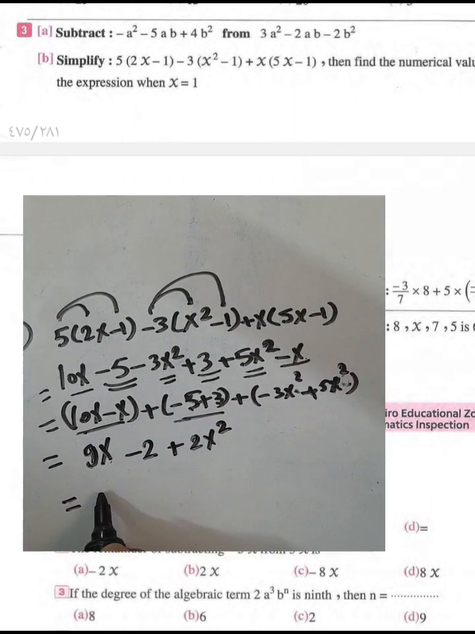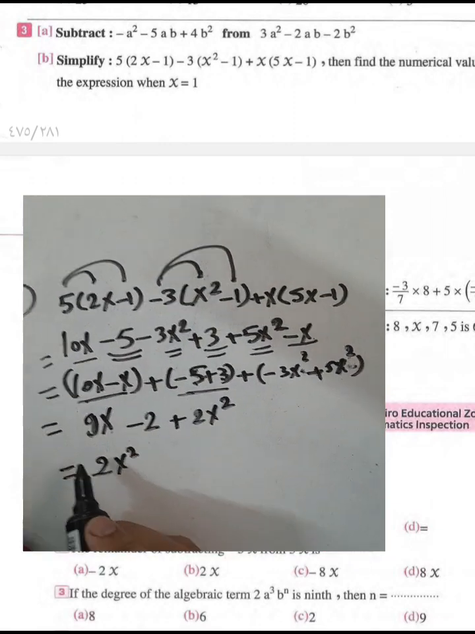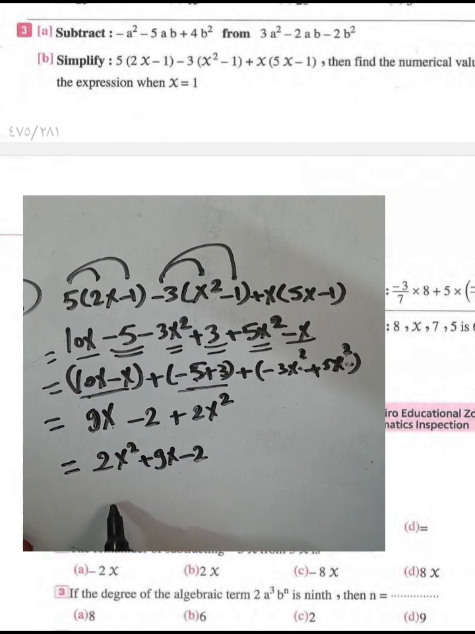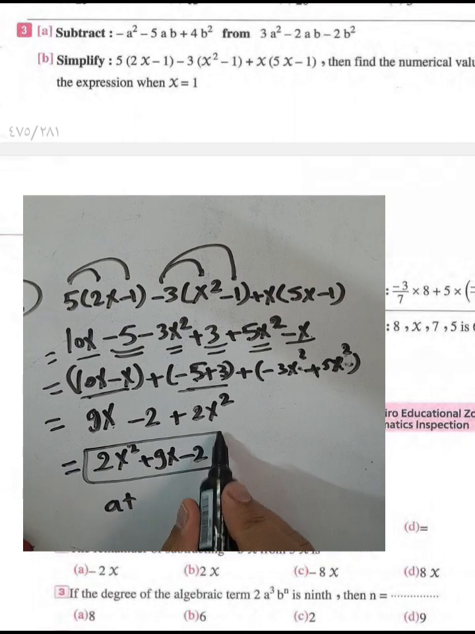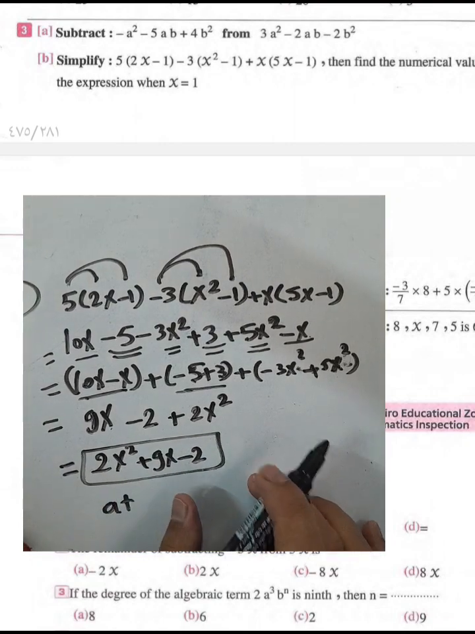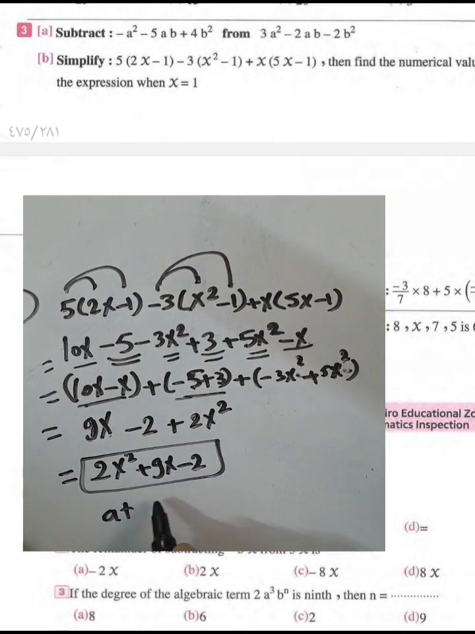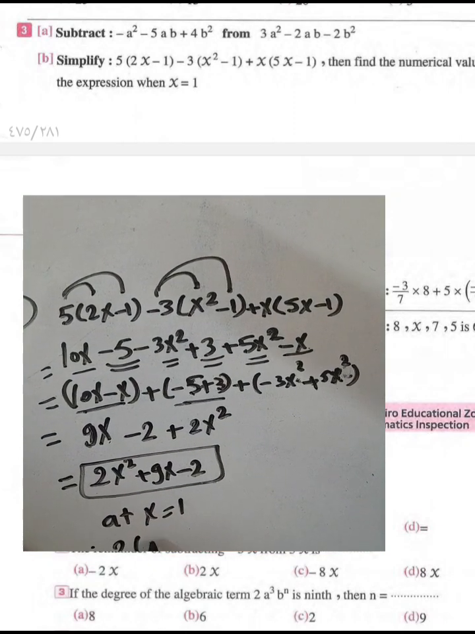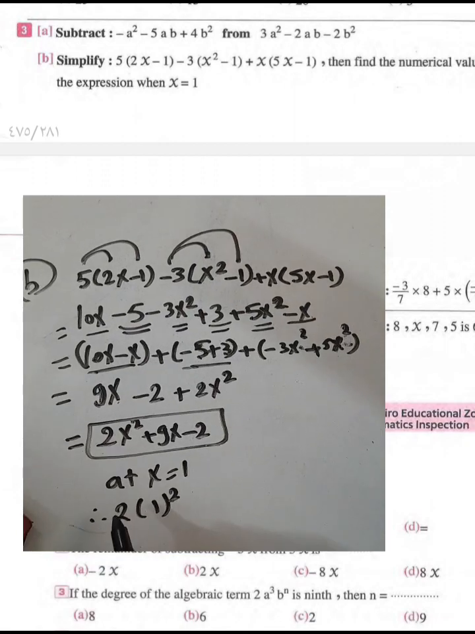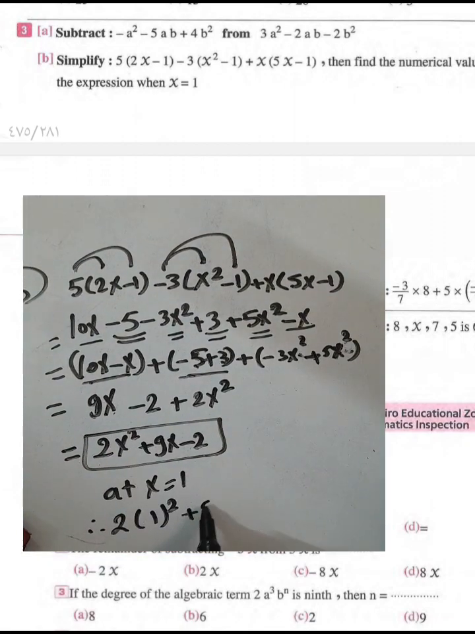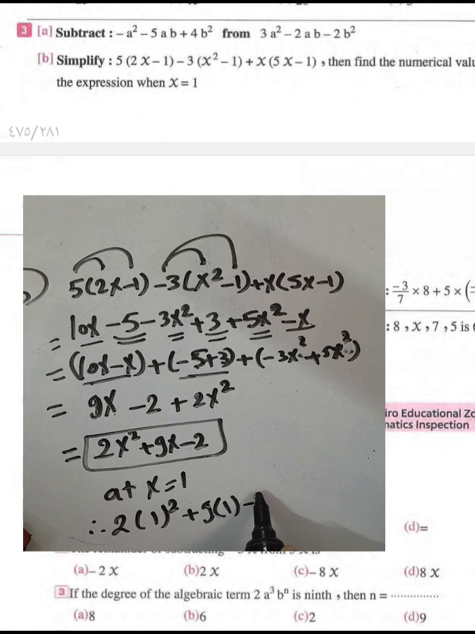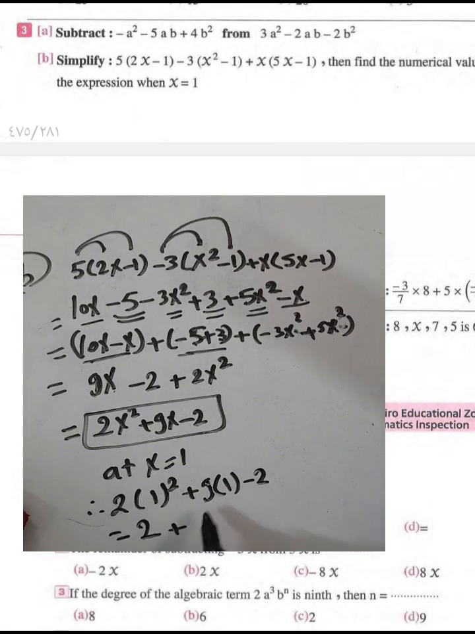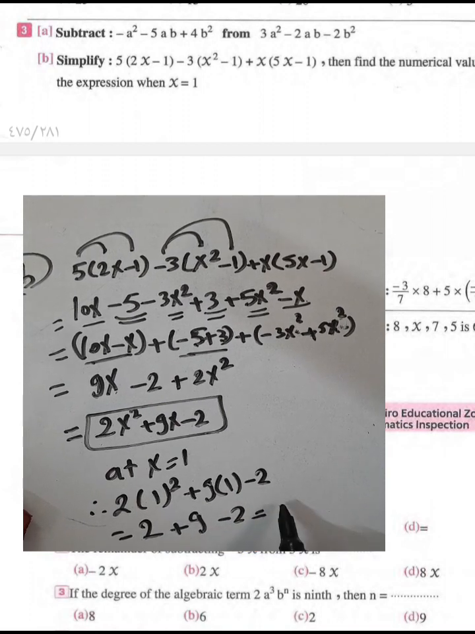Then arrange all terms in descending order: 2x power 2 plus 9x minus 2. Okay, we want to find the value of this expression at x equals 1. Then the value of this expression will be 2 multiplied by 1 power 2, putting x equals 1 here, plus 9 times 1 minus 2. 2 times 1 power 2 will be 2, plus 9 times 1 will be 9, minus 2. The result will be 9.